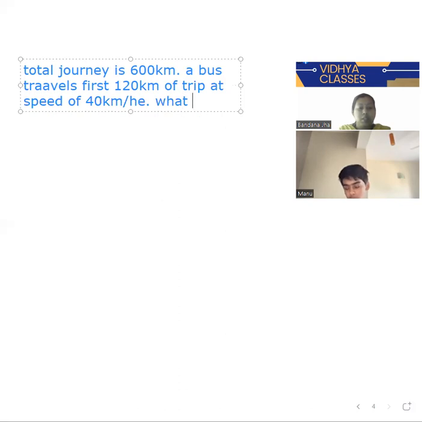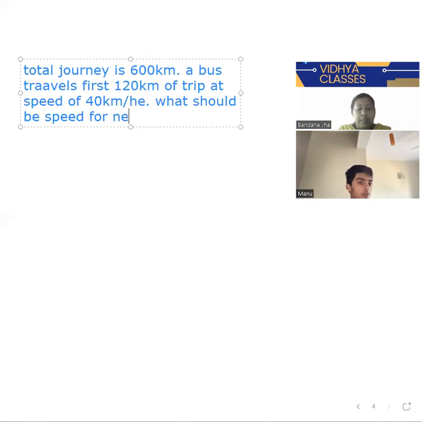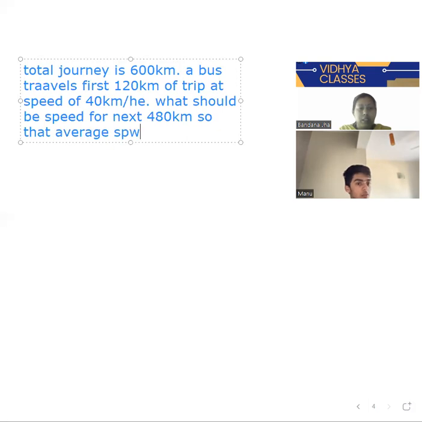What should be the speed for the next 480 kilometer so that the average speed is 60 kilometer per hour.